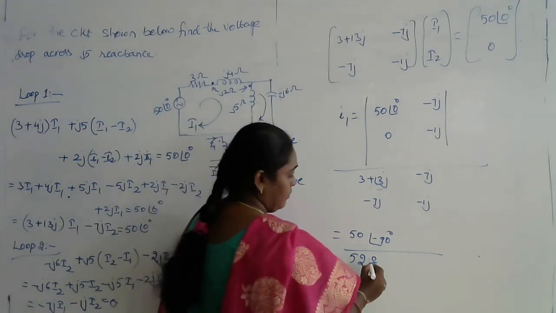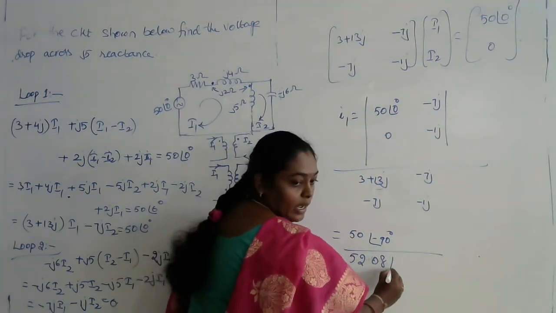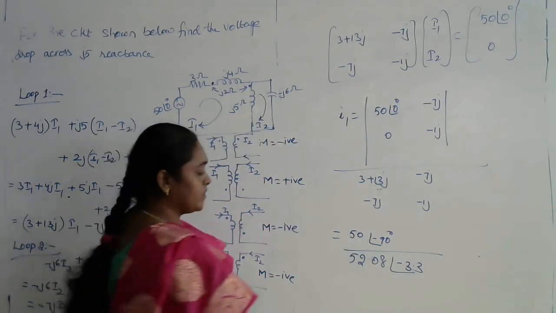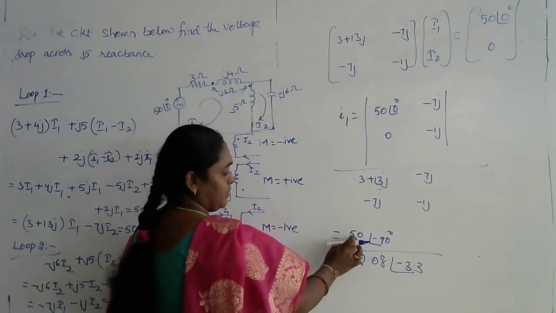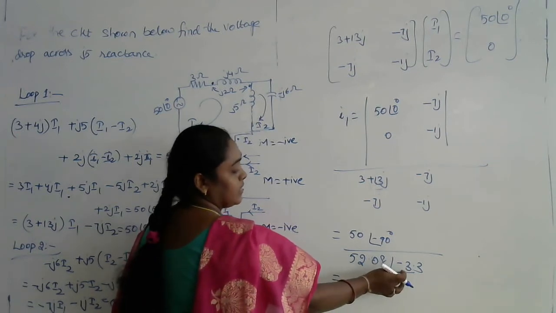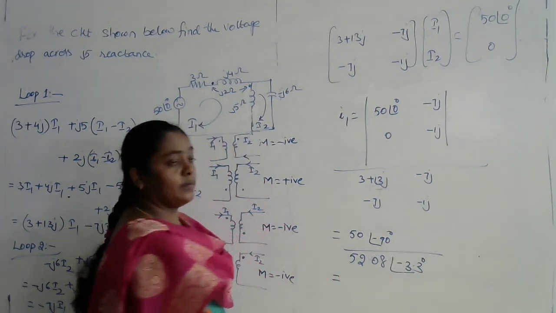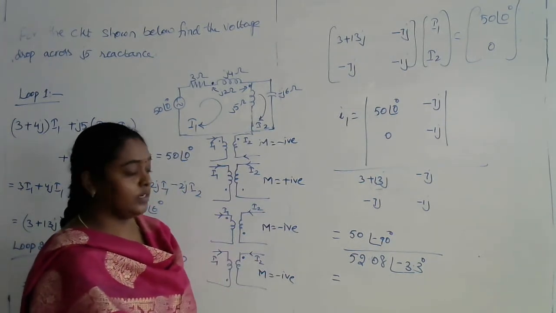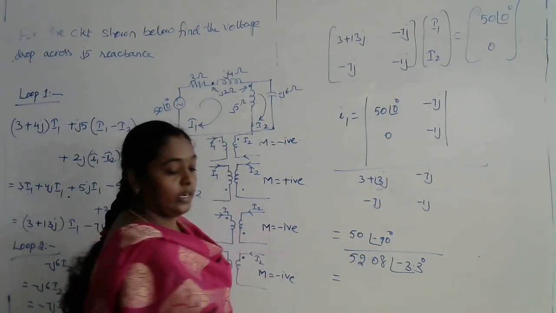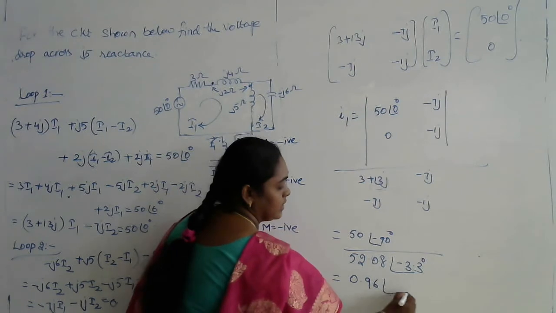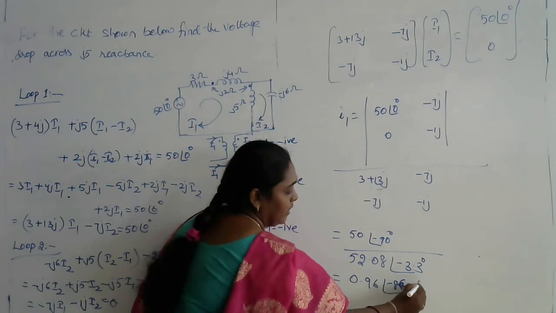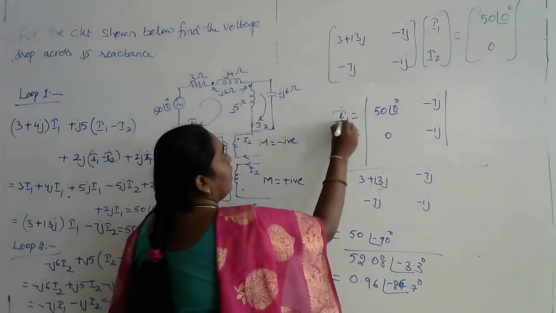52.08 angle minus 3.3. So whenever you are getting this type of terms, just divide 50 by 52.08, and if you take this angle towards the positive, this minus will become plus. So minus 90 and plus 3.3 will be getting it as some 87 point some value, and 50 divided by 52.08 will be getting it as 0.96 angle minus 86.7 degrees. So this is the value of I1 current.